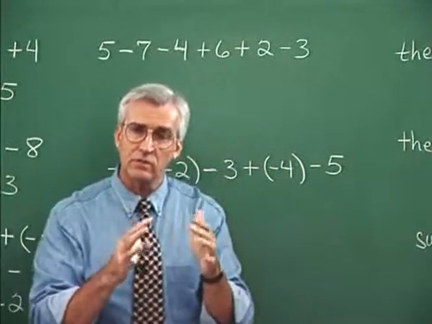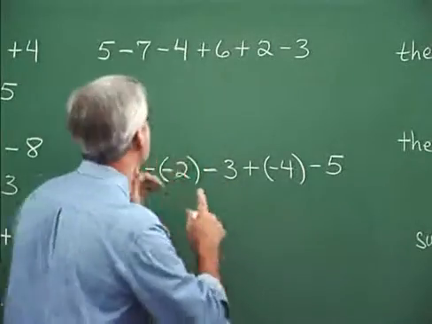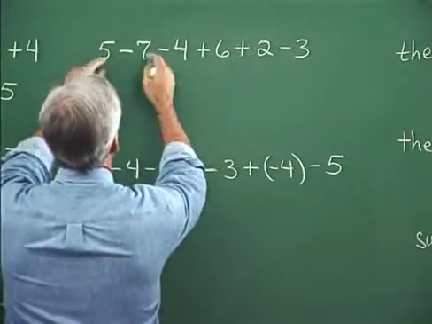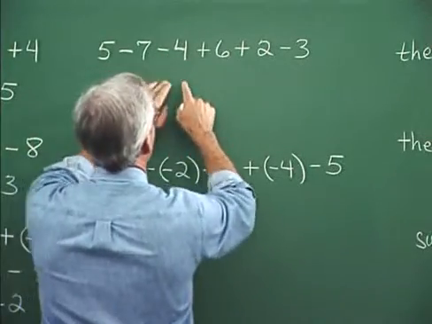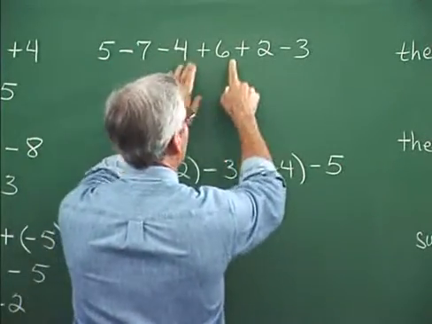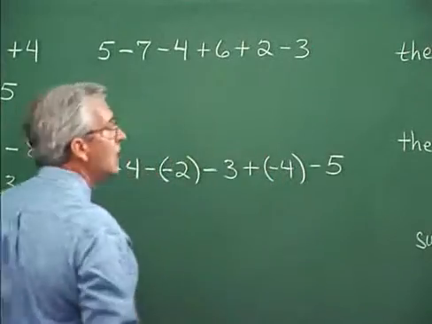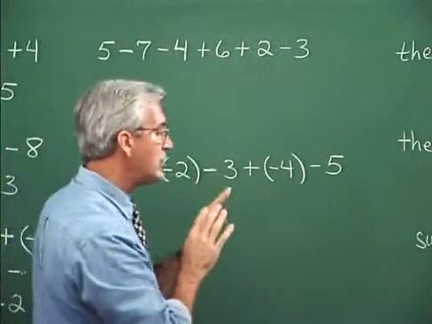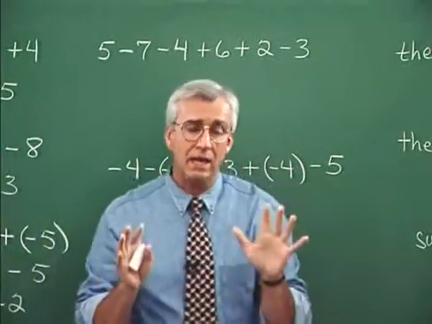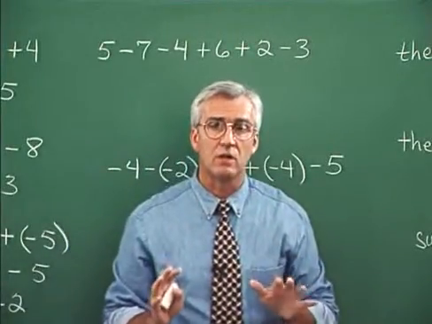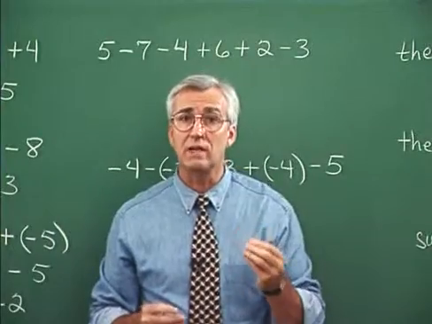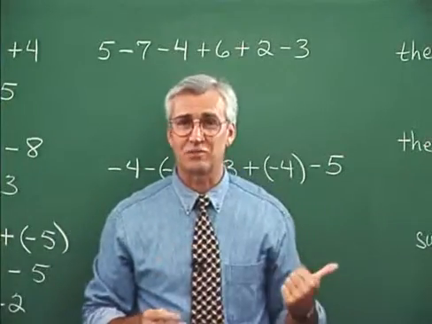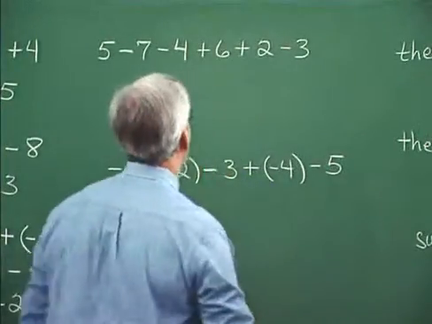Now, in this situation, we could approach this as 5 minus 7, get an answer, and then whatever the answer is, collect with negative 4, and then whatever that answer is, collect with 6, and so on. Or we could think of arranging the problem a little bit differently and make things very easy for ourselves. We know that when the signs are the same, we're going to add digits, and it's easier to add than it is to subtract. So we'll think of the problem like this.